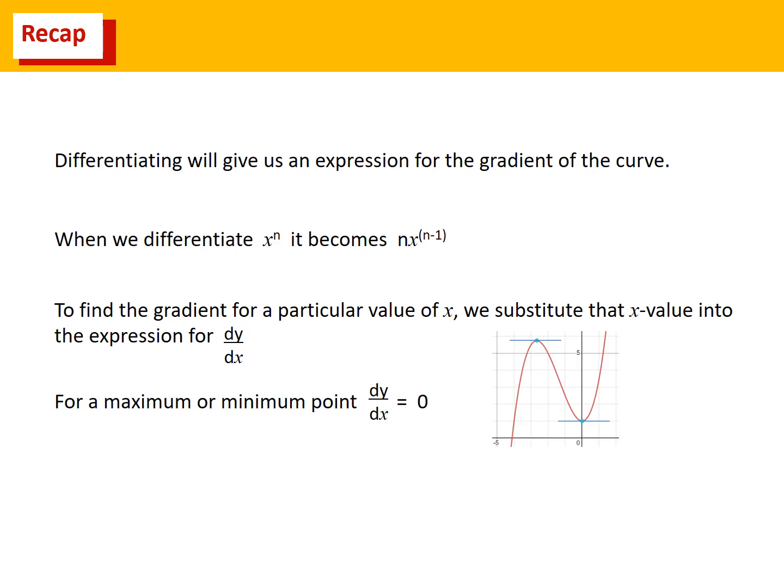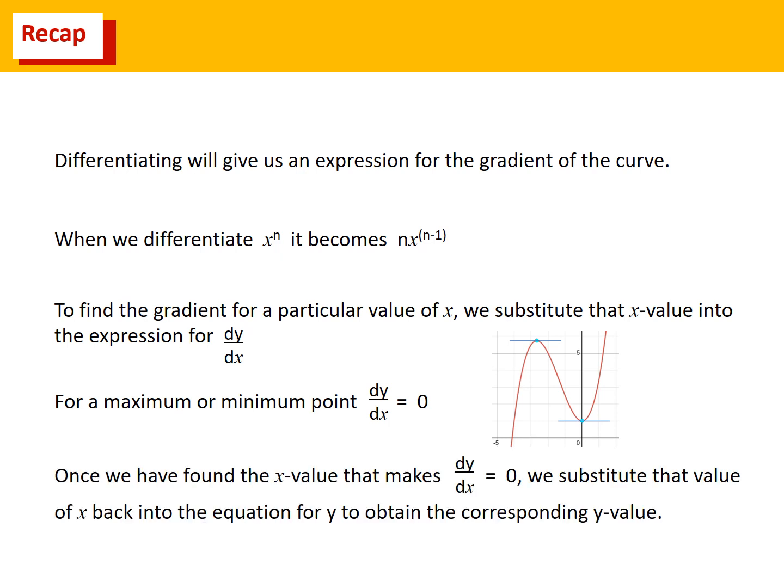For a maximum or minimum point, dy by dx equals 0. And once we have found the x value that makes dy by dx equal to 0, we substitute that value of x back into the equation for y to give us the corresponding y value and hence the actual coordinate of the turning point.